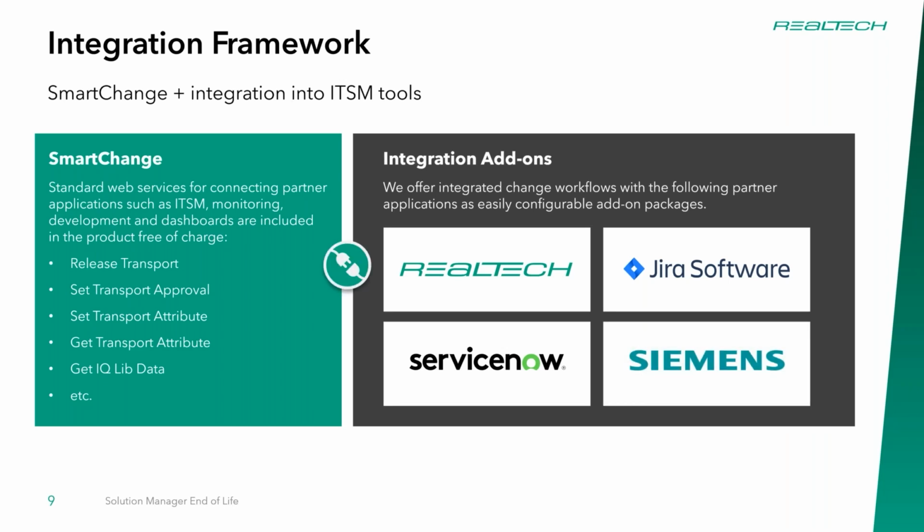Basically, Smart Change, and I talked a little bit just now about integration, but we have standard web services, REST APIs for connecting to your applications, your ITSM, your monitoring solutions. Within our tool, development and dashboards are included in our product free of charge. So you're able to, with REST APIs, release a transport, approve transport, set attributes, get attributes, get IQ lib data, which is basically very granular reporting at the object level.